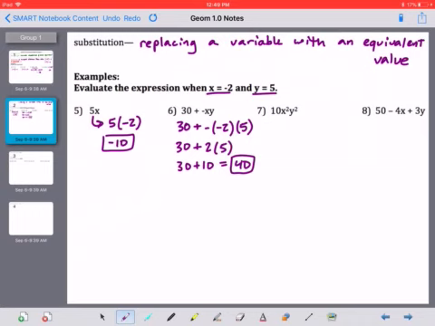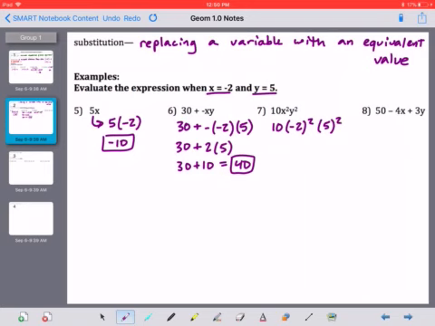Okay, number 7 gets a little bit trickier. Now we've got 10x squared plus times y squared. First, let's plug in for x and y. So 10 times negative 2 squared times 5 squared.